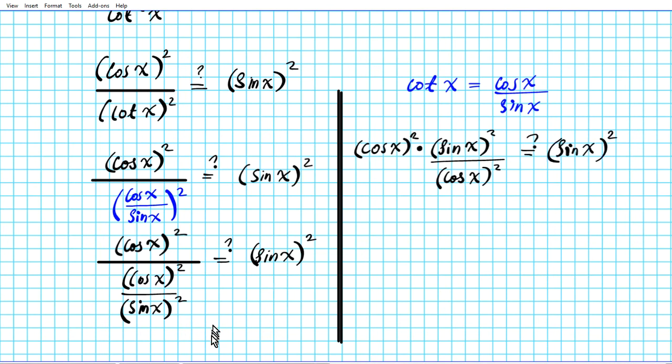Take a look at the left side. What do you notice? If we express cosine x squared, or cosine squared x, as a quotient, you notice we can divide out, right? Cosine square x goes here once, and cosine square x goes here once. And you're left with sine square x using the standard notation. Is it equal to sine square x? The answer is yes. We've been able to prove that the identity is in fact true.